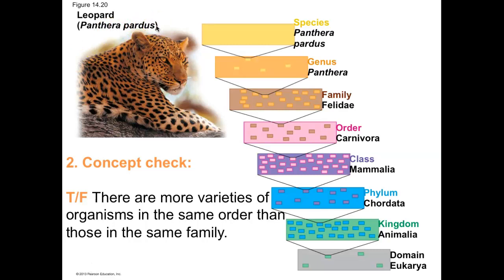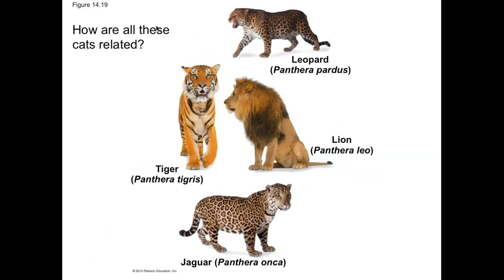All right, so how are all these cats related? We have Panthera pardus, Panthera leo, Panthera onca, and Panthera tigris, right? So how are all of these cats related? Well, they're in the same genus, right? Panthera, Panthera, Panthera, Panthera. So when you look at an organism's scientific name, you can see if they're in the same genus because the genus is always part of their name.